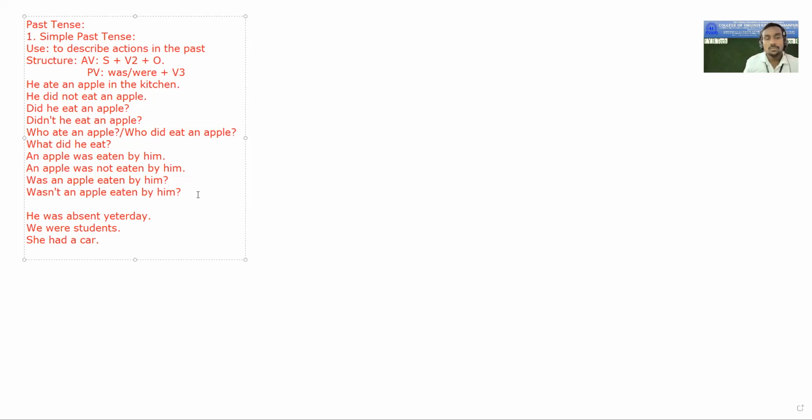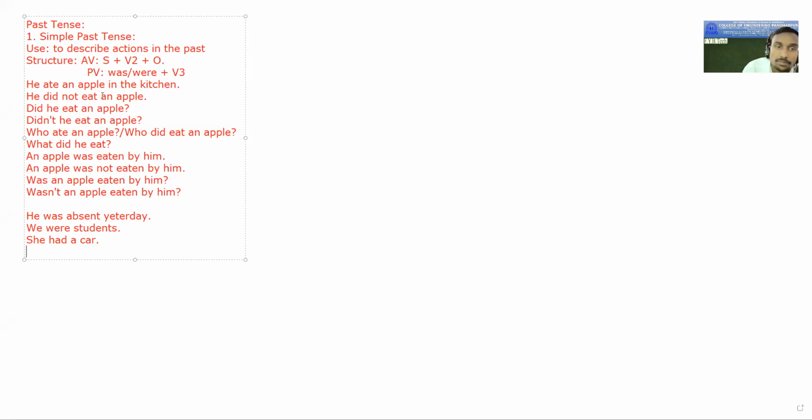Okay, so what do you think about these examples? Which tense is it? Simple past tense. Is it simple past? Yes. Are you sure about these examples? They're in simple past? Yes, sir. It is simple past, because had is the main verb. Yes. That's right. Okay.